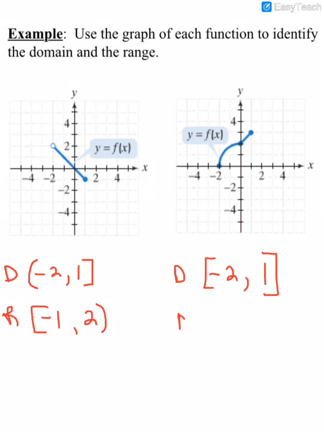All right, then for my range, how far down does it go? So we're going from the lowest part of the graph to the highest part of the graph. Well, what is the lowest part according to our y-axis? The lowest part of the graph would be at 0. And the highest part would be at 3. And again, both of those endpoints are closed, so that means they're included, so we're going to use brackets to enclose them.